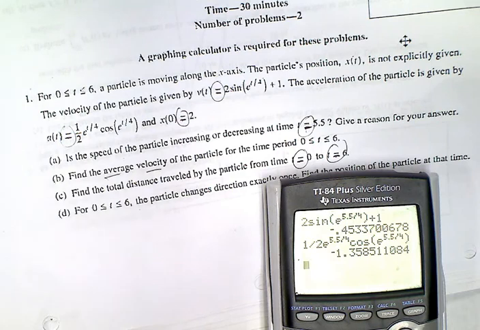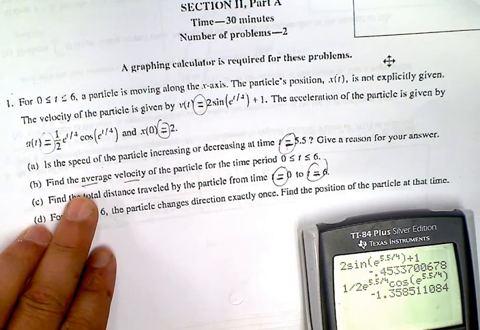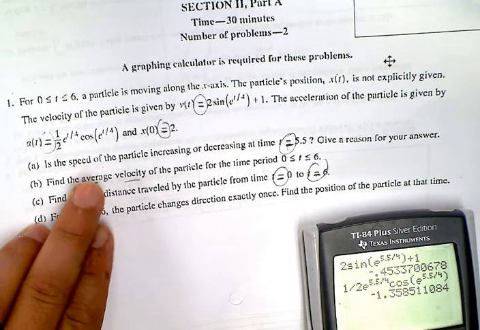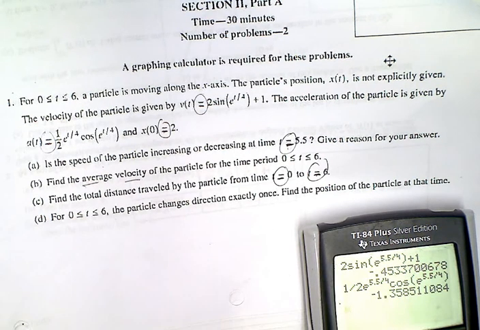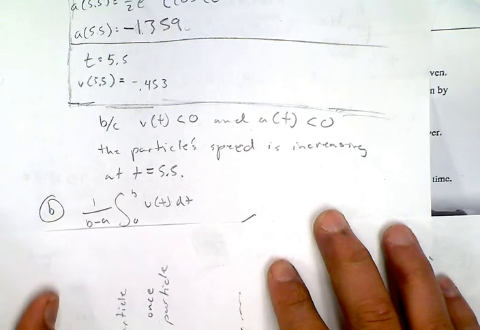Alright. So, because v of t is less than 0 and a of t is less than 0, the particle's speed is increasing. Alright, now next, find the average velocity. There is a tool that we took a test on, I believe it was unit 11 or 12. We had the average value tool. And that's the average value tool. Everybody write it down.